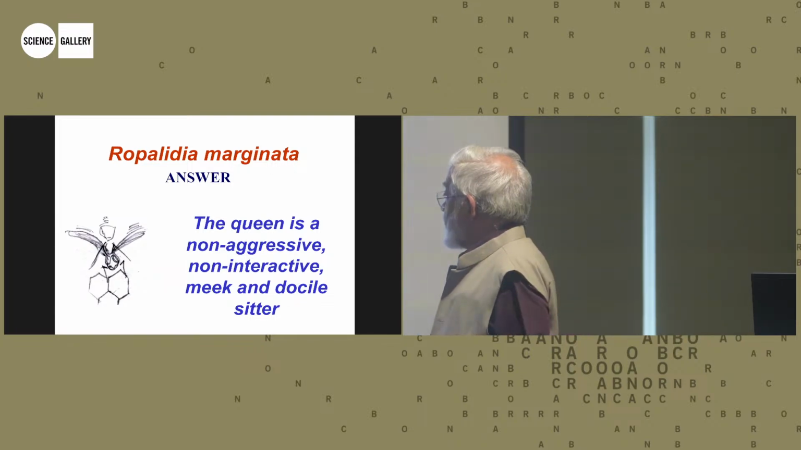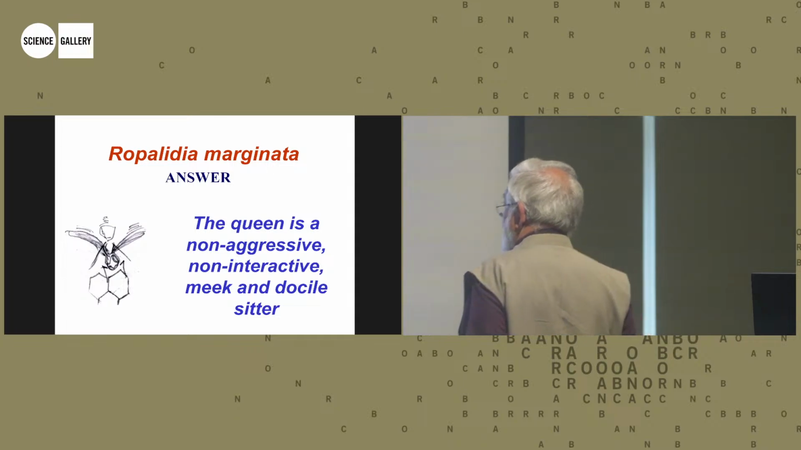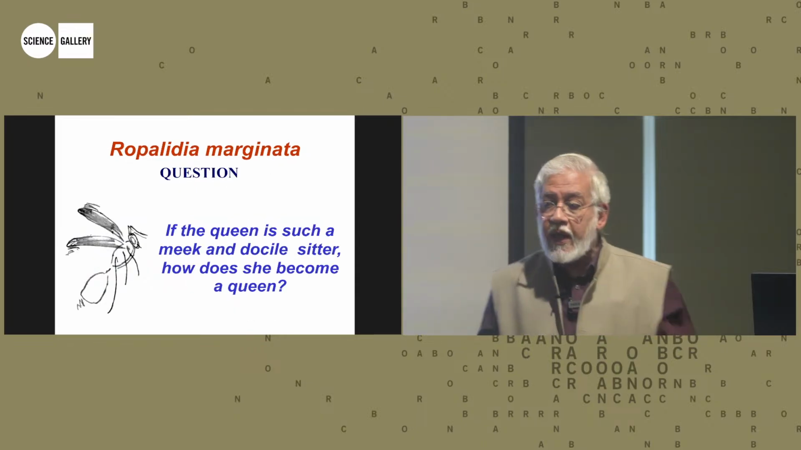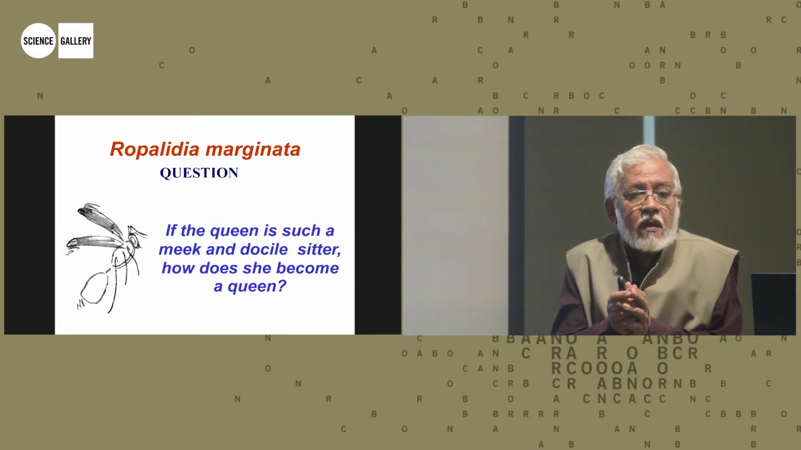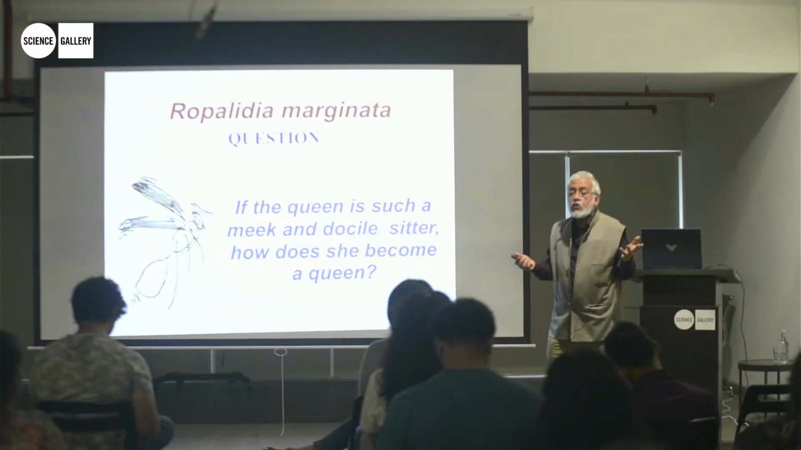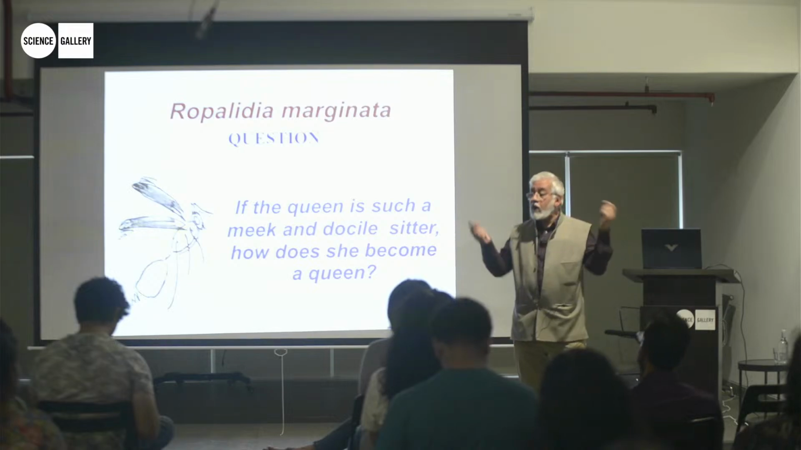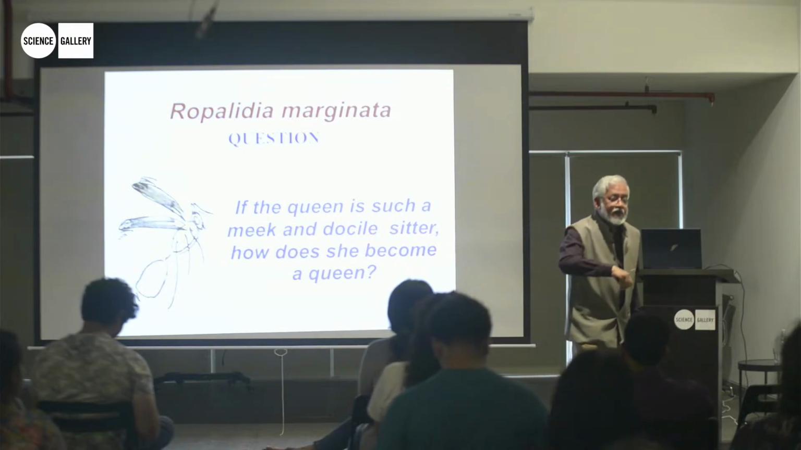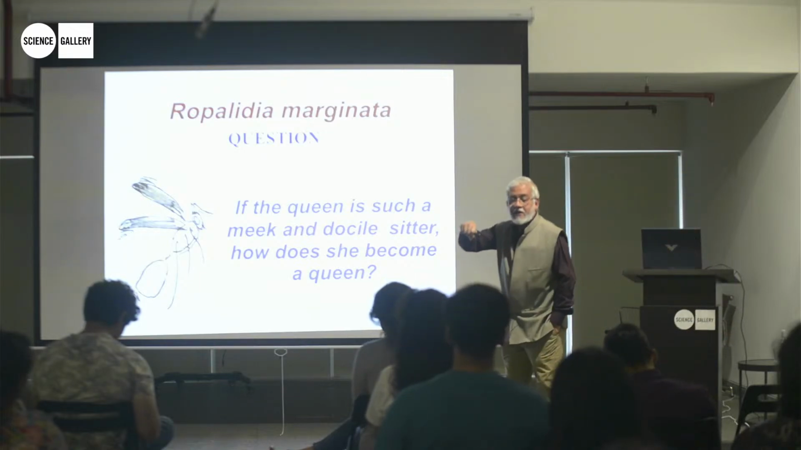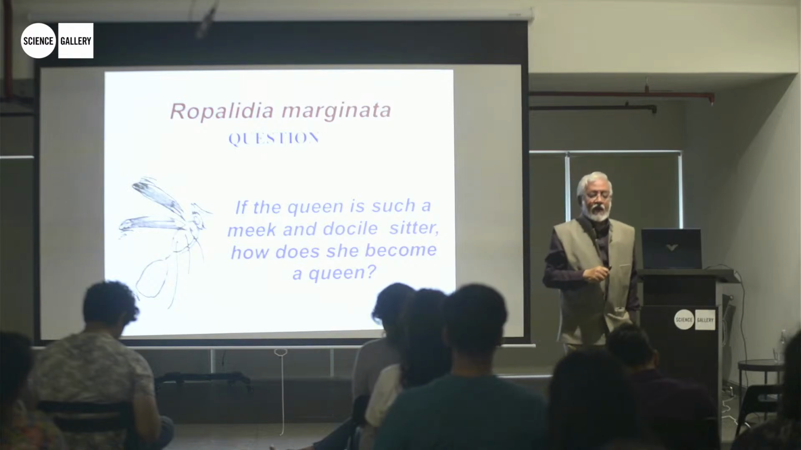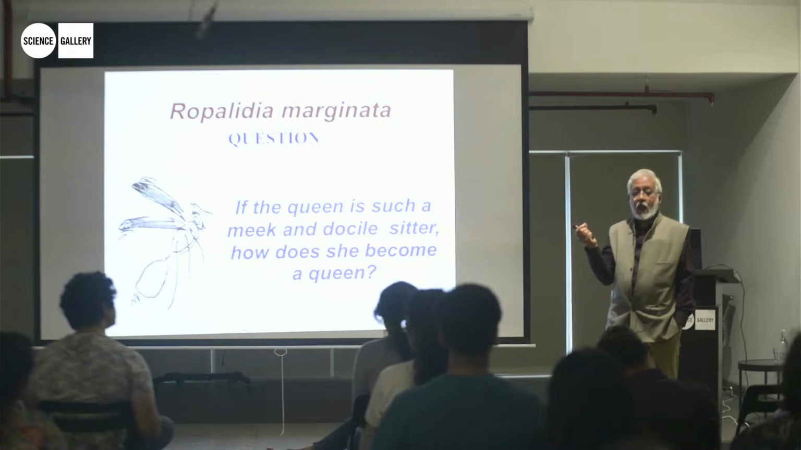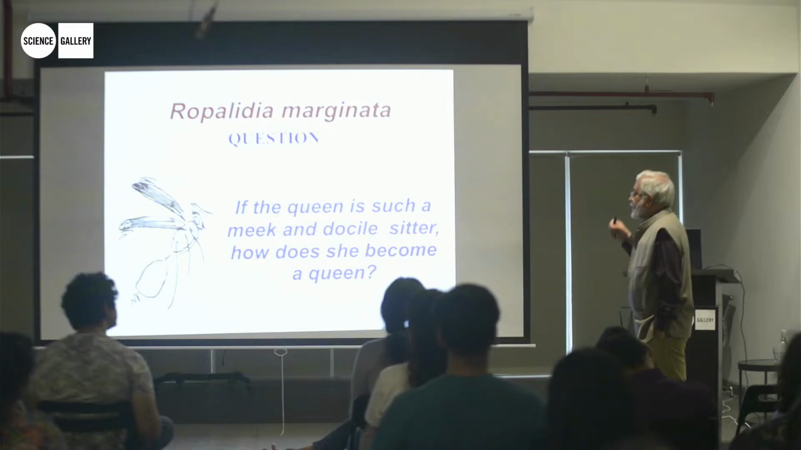So we have a new question. If the queen is such a meek and docile sitter, how did she become a queen in the first place? If there is a bully biting everybody, of course the workers will say, all right, but here there is this meek and docile one sitting somewhere in a corner. Why should she be chosen as the queen? So now we have a new question, and we have to answer this question if we are to have any confidence at all in the answer to the first question, that the queen is a meek and docile, non-aggressive, non-interactive sitter. Till then we can't hope to have any confidence in that. So we have to answer this question. How does she become a queen?